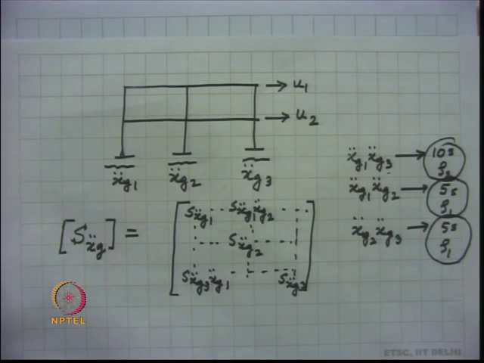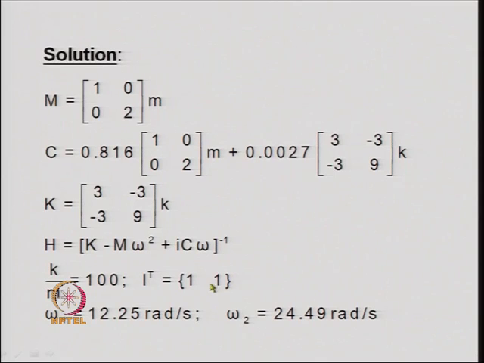So this is the I matrix. You can see here the I matrix is equal to 1, 1, because the ground excitations at the three supports are assumed to be the same, they are not different. Therefore, the influence coefficient vector will be equal to 1 and 1. So, we know the mass matrix, we can construct the C matrix from the relationship alpha m plus beta k, and alpha and beta can be obtained from the two frequencies that you have obtained. With the help of that, the alpha value had become 0.816 and the beta value is 0.0027.